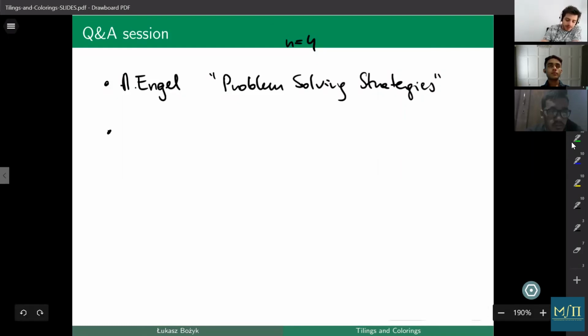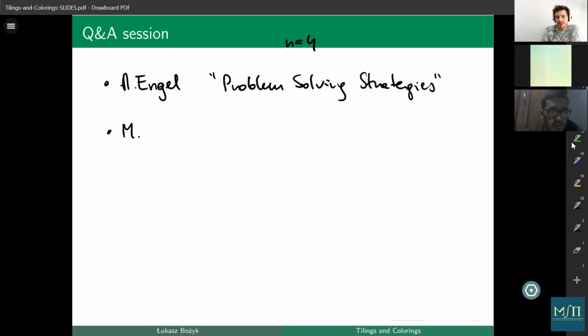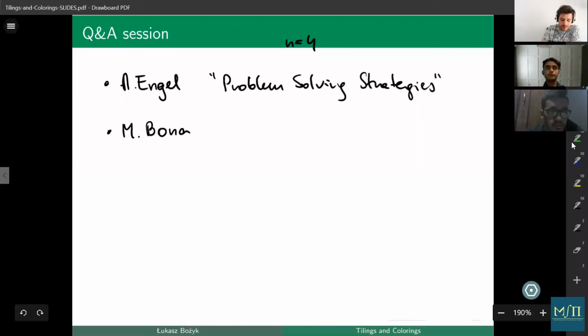Another book on combinatorics, more academically oriented than Olympiad oriented, but it also contains lots of problems in combinatorics to solve. It's by Łukasz Bożyk. It's A Walk Through Combinatorics.